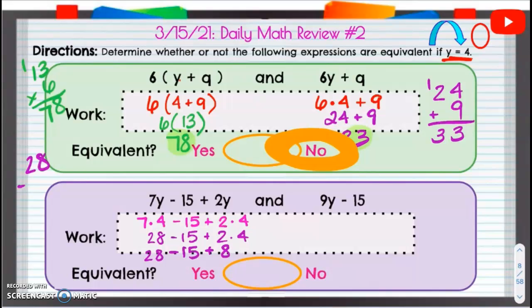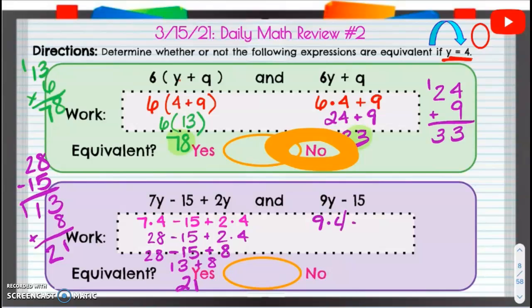Now, left to right. 28 minus 15. 8 minus 5 is 3. 2 minus 1 is 1. So we get 13 plus 8. So 13 plus 8, 8, 9, 10, 11. And 1 and 1 is 2. So we get 21.